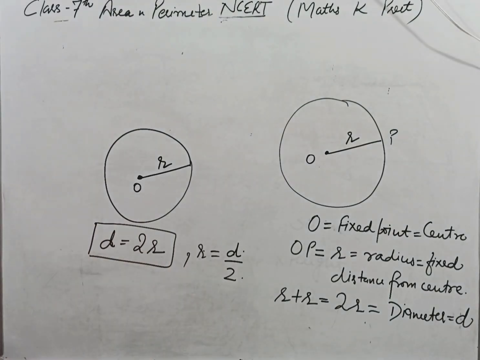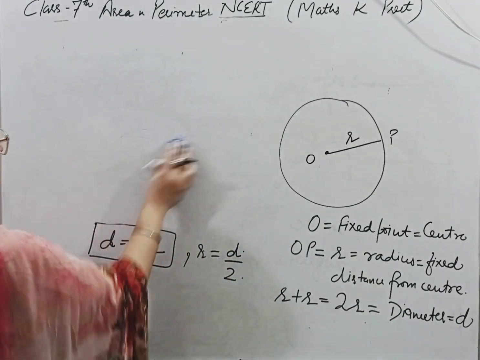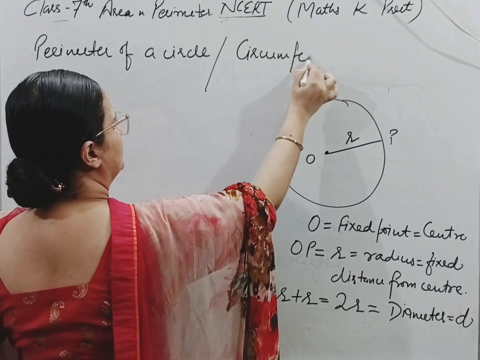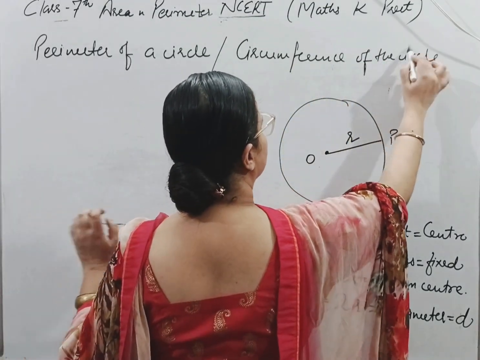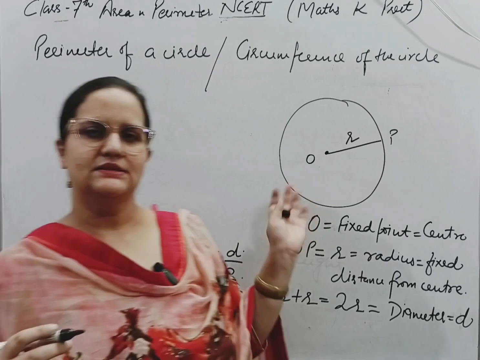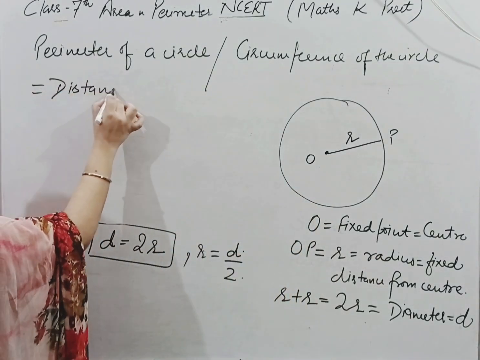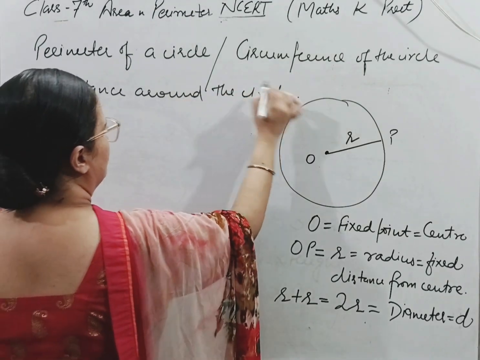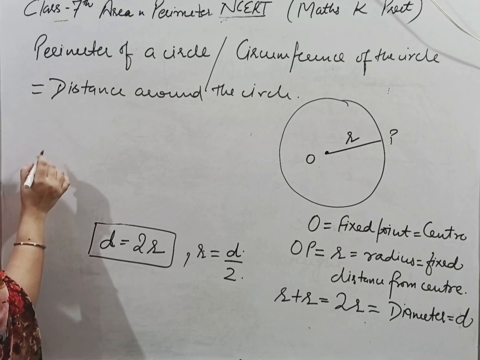So these were the basic things about a circle that we must know before doing the area and perimeter of a circle. So what is perimeter of a circle? Or we can say circumference of the circle. Both mean the same. This is what basically? Distance around the circle. Let me write perimeter or circumference is what? Distance around the circle.